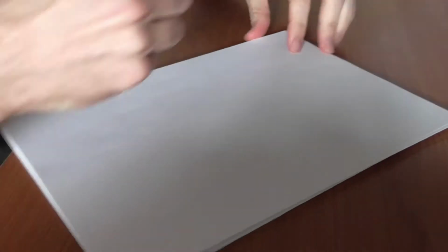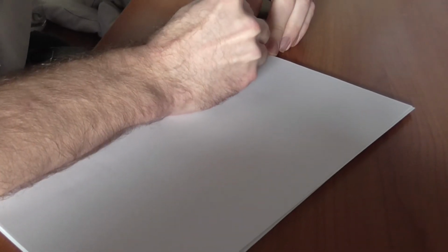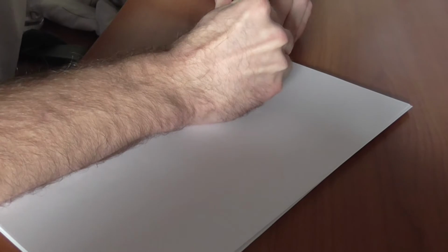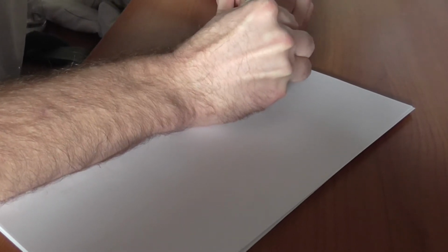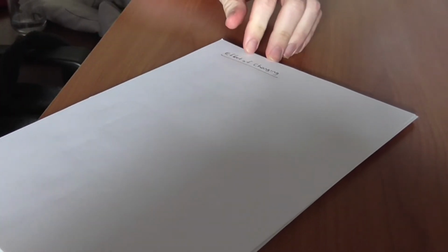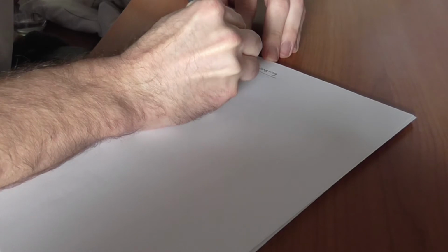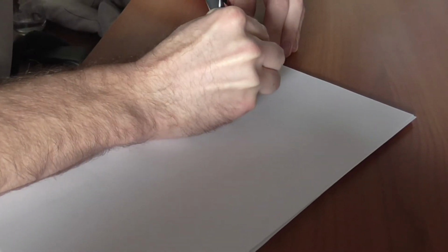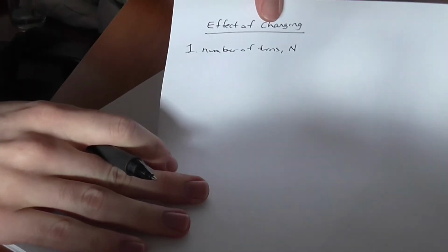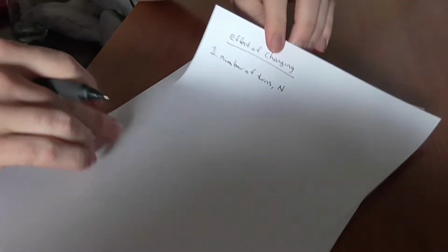Now let's look at the effect of changing some of the different factors. So what is the effect of changing? And we'll look at 4 different factors. The first one that we'll look at is the number of turns, which is N. So that's going to be the first thing that we'll look at. What is the effect of changing the number of turns N?